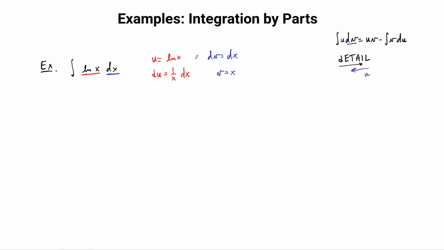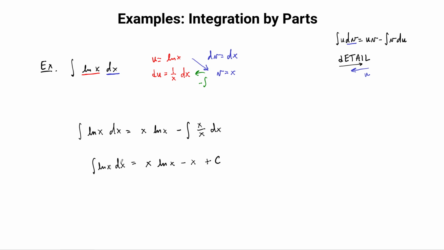We can put this all together, multiply these, and subtract the integral this way. We get that the integral of the natural log of x dx is equal to x times the natural log of x minus the integral of x over x dx. But this is just 1, and the antiderivative of 1 is x. So we end up with x times the natural log of x minus x plus c. This is the antiderivative of natural log of x.